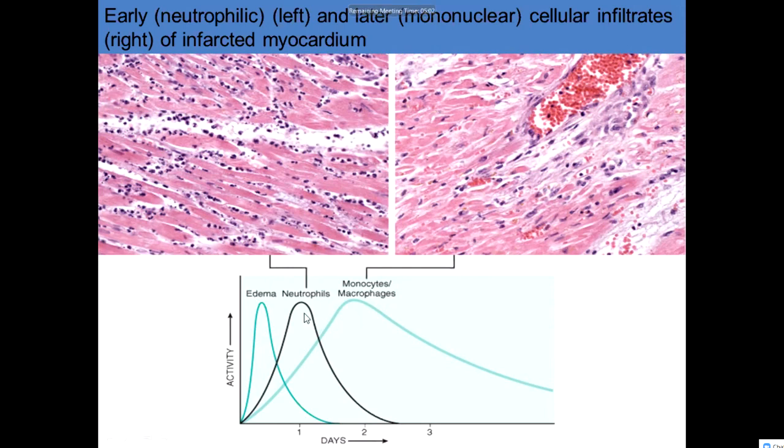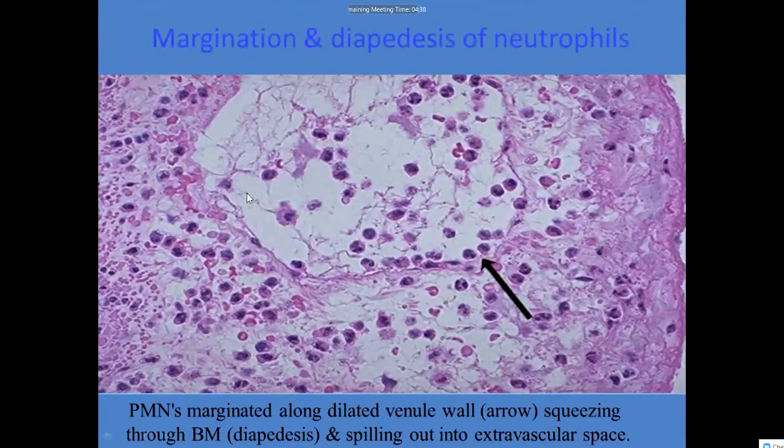Neutrophils will last for 24 to 48 hours, 1 to 2 days. Monocyte macrophages will go on for weeks: 3 days, 4 days, 5 days, 6 days, 7 days, 8 days. They have a long life. Neutrophils have a short life, only 48 hours. They are the primary soldiers. And here you see polymorphonuclear neutrophils marginating. This is an electron microscopic view for you to see.